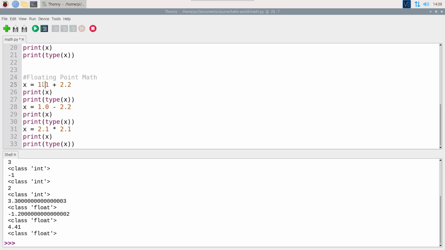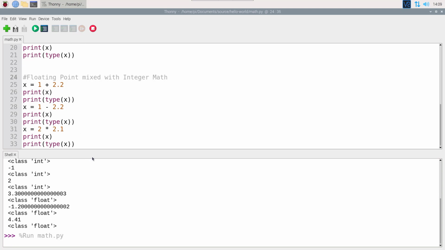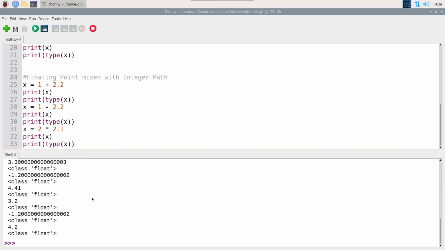Because if I'm dealing with something like an integer, I can't exactly add an integer to a floating point and get back an integer. I need to first convert this to floating point. So let's just change this floating point number into an integer, and let's do the same down here, so that I have an integer in each one of my operations, floating point mixed with integer math. And similarly, we should expect to get back a bunch of floating point numbers as well.